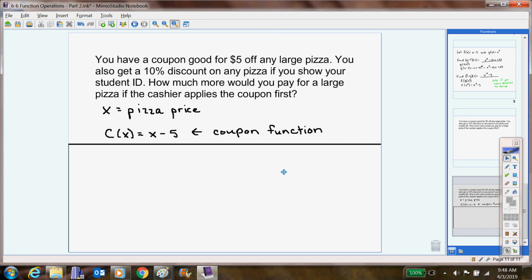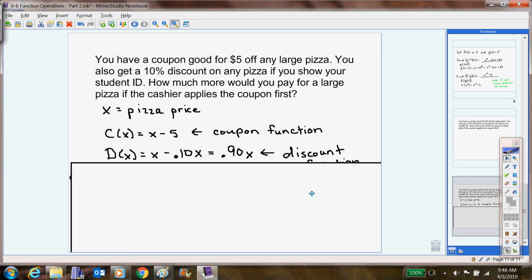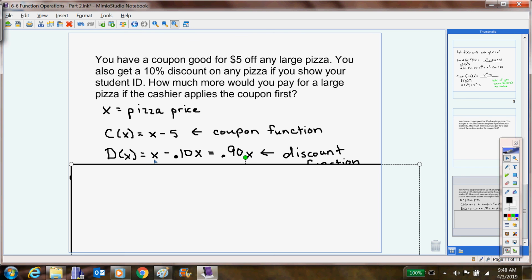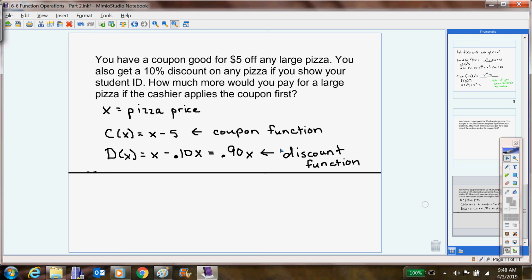It's 10% off, 0.90. Okay. You're finally paying 90% of the cost, so 0.90x. Good thinking. So here's how that works. The price of the pizza minus the 10% off gives you 90% or 0.9, and that's your discount function.